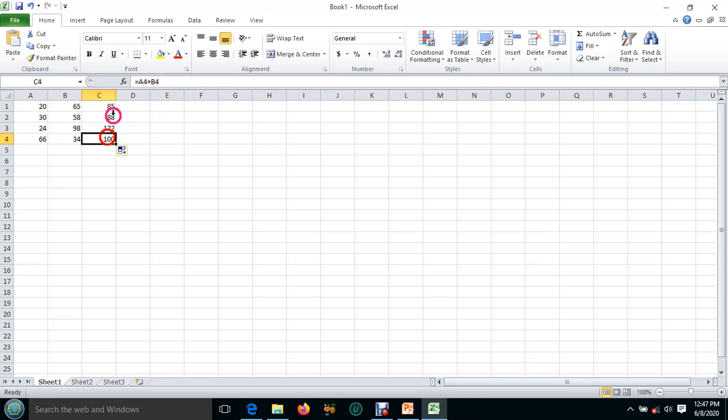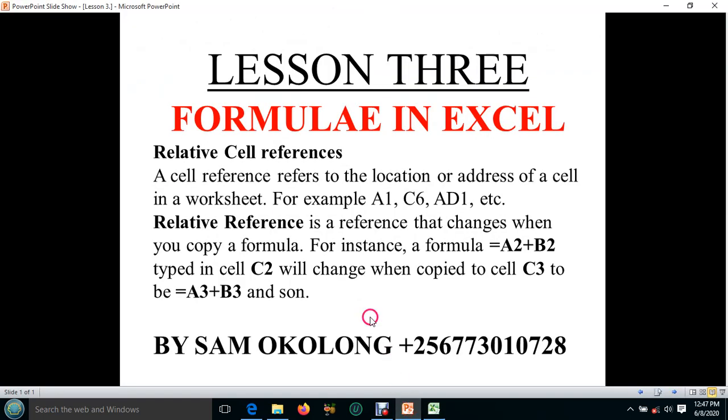So in case you copy the formula and the cell addresses are changing when you click on them, that reference is called the relative cell reference or relative reference. In most cases, that's the kind of reference that we use. So I want to demonstrate this with this example.